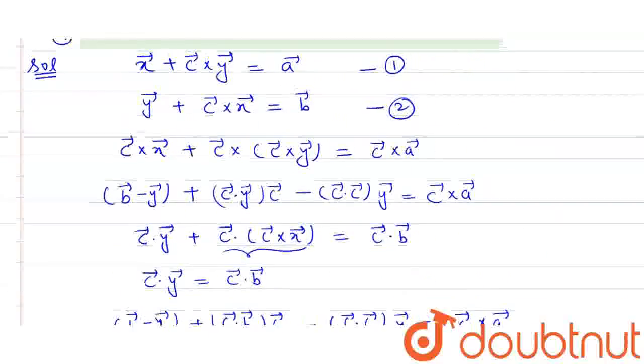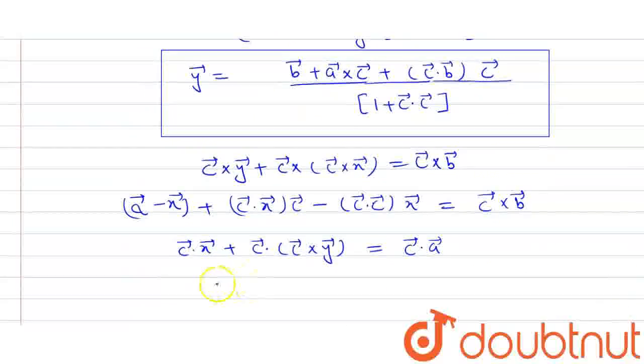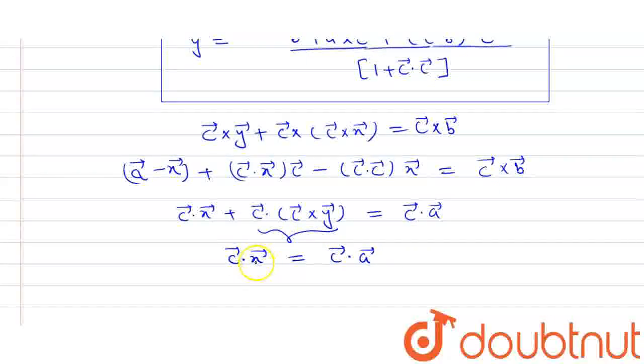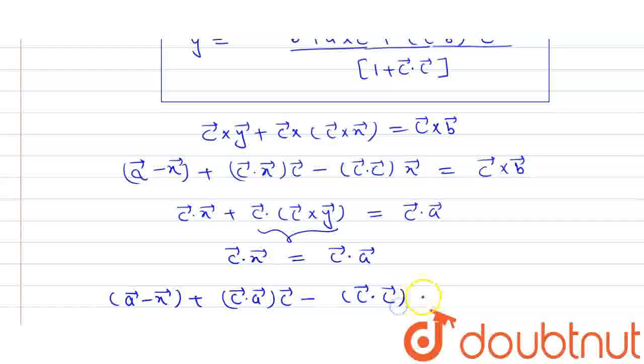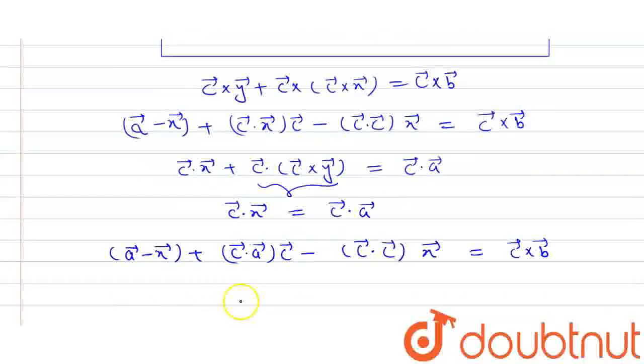Once again see, the right hand side is a vector, so again this term will come out to be 0. So from here you will get c vector dot x vector is equal to c vector dot a vector. Resubstitute back the value of c vector dot x vector equal to c vector dot a vector in this equation. So you will get a vector minus x vector plus c vector dot a vector multiplied by c vector minus c vector dot c vector multiplied by x vector, which is equal to c vector cross b vector. Now see, bring the x vector term aside and the other terms aside.